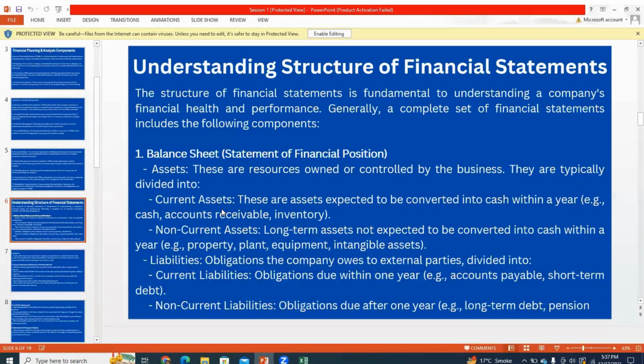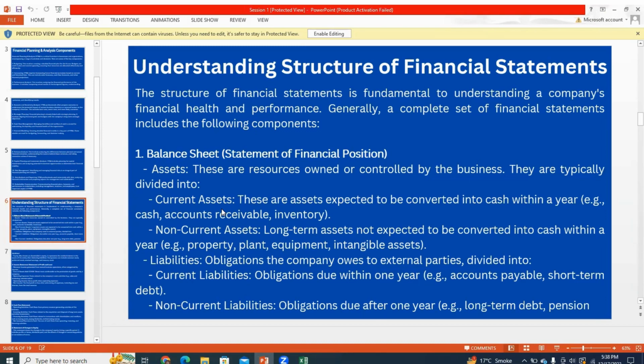Next, it says the balance sheet includes assets. These are the resources owned or controlled by the business. Yes, the business starts with a capital investment. These are the assets, also called the capex. These are typically divided into current assets, which are the assets expected to be converted into cash within a year. They're readily available, such as accounts receivable and inventory. Non-current assets are long-term assets not expected to be converted into cash within a year. These are not readily available in cash form, such as PPE, intangible assets, or right of use assets.